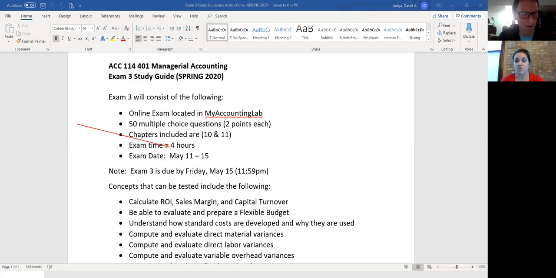I'm giving you a whopping 4 hours. You don't need 4 hours, but normally I would not do this. You can almost look at this as a curve in a sense. I would think most of you can probably get this done in under 2 hours pretty easily. So the time should not be a factor, but look at the dates. It's May 11th through the 15th.